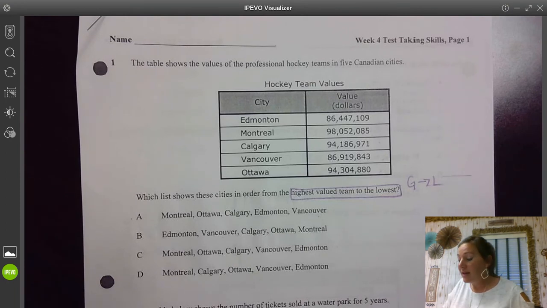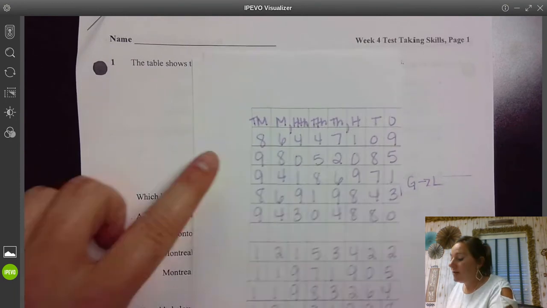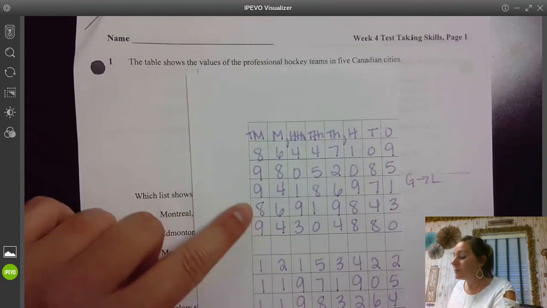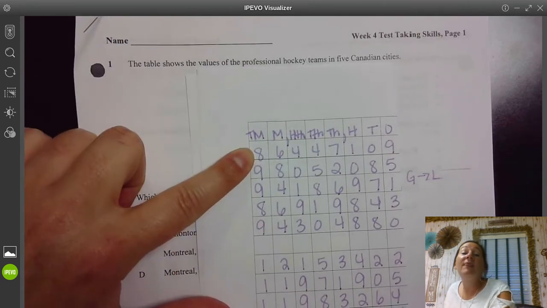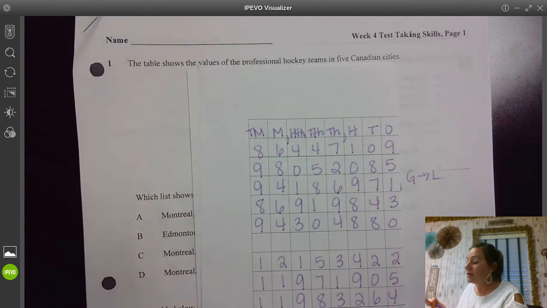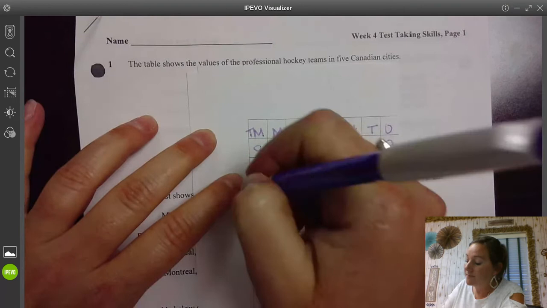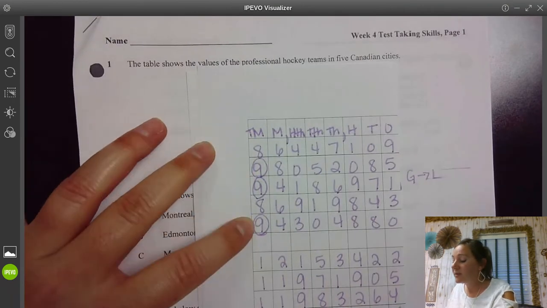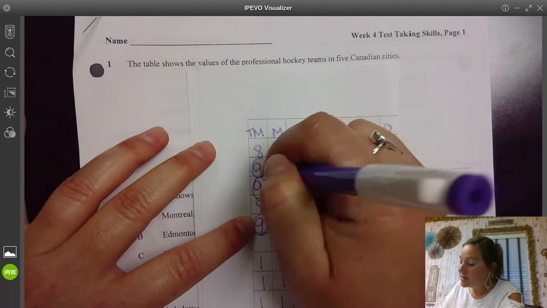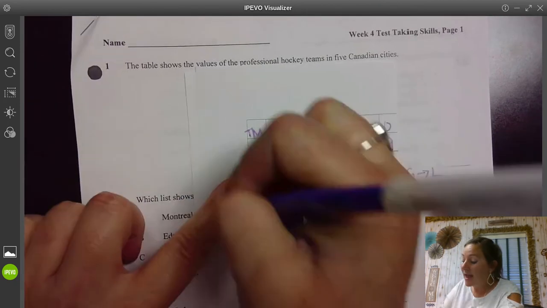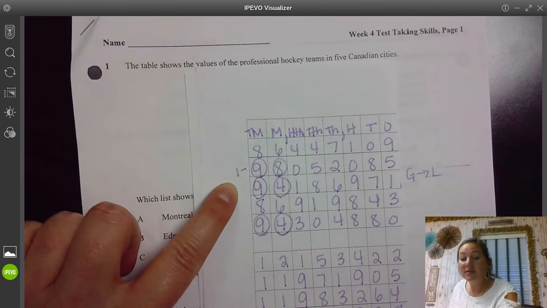Okay, so I went ahead and put my 5 teams in my grid paper just to save me some time. Okay, and I'm going from greatest to least. So I'm going to look in the greatest place value. So I have an 8, 9, 9, 8, and 9. Well, the greatest would be our 9s, right? So I'm going to look at my 9s first. So if those 3 are 9s, you got to move to the next place value. So I have an 8, 4, and 4. Well, the greatest of those would be my 8. So this is going to be my first highest.